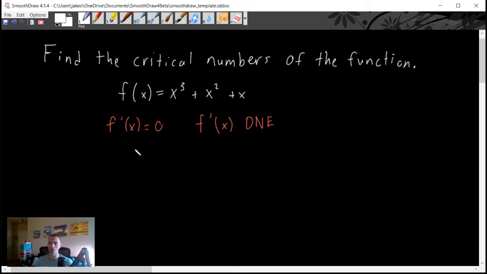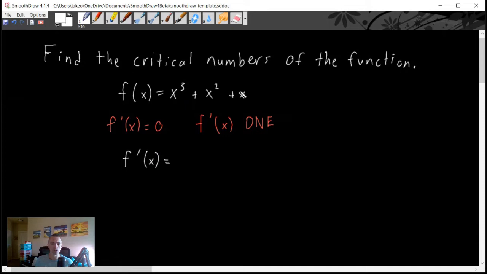So in general, you're always going to start any problem where you have to find critical numbers of a function the same way. The first step is always going to be to find the derivative of your function. That's basically where you're always going to want to start. Then from there, we'll think about how to actually use that to find the critical numbers.